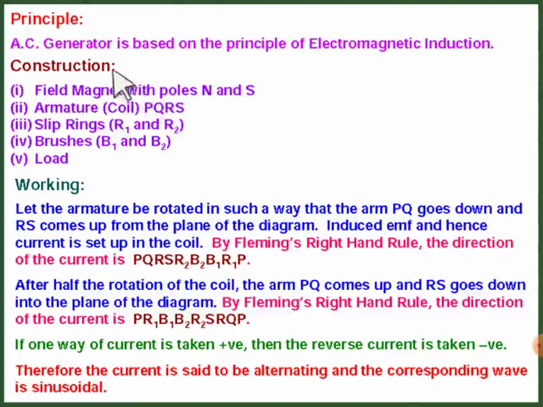So for the construction of AC generator, what are the components that are required? Okay, the first one is strong cylindrical or radial pole pieces. Second one is armature or that rectangular coil, which was denoted by PQRS. The slip rings with the blue color denoted by R1 and R2 in that previous diagram. Okay, that is the slip rings. And with deep blue, brushes B1 and B2, which are connected to that.